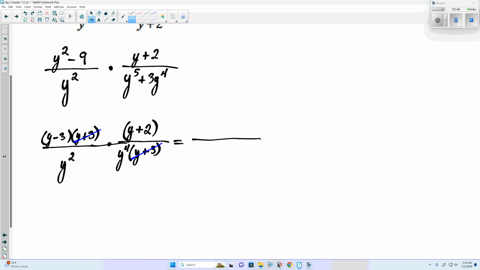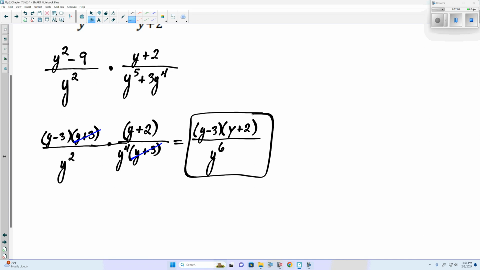The denominator would be what? Y to the 6. Because we have y squared times y to the 4th. 2 plus 4 is 6. I have 2 of them. I put another 4 with it. We have a total of 6. The numerator, we had y minus 3 times y plus 2. Leave it as this here. Do not multiply it back out.